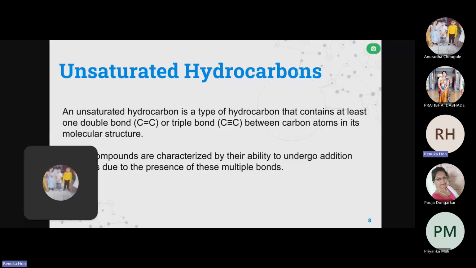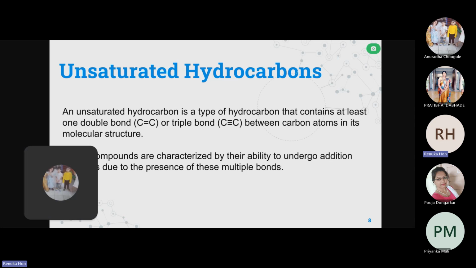Unsaturated hydrocarbons are a type of hydrocarbon. Renuka, just one thing I want to tell you about methane gas. We are preparing biogas, do you remember? Yes. From that, methane is liberated, and in earlier days we used it for cooking. Okay, thank you.